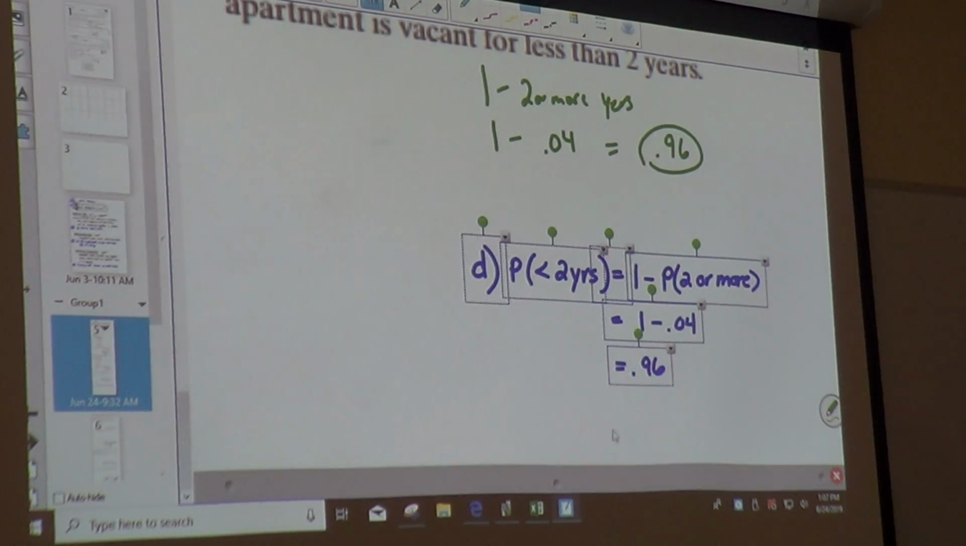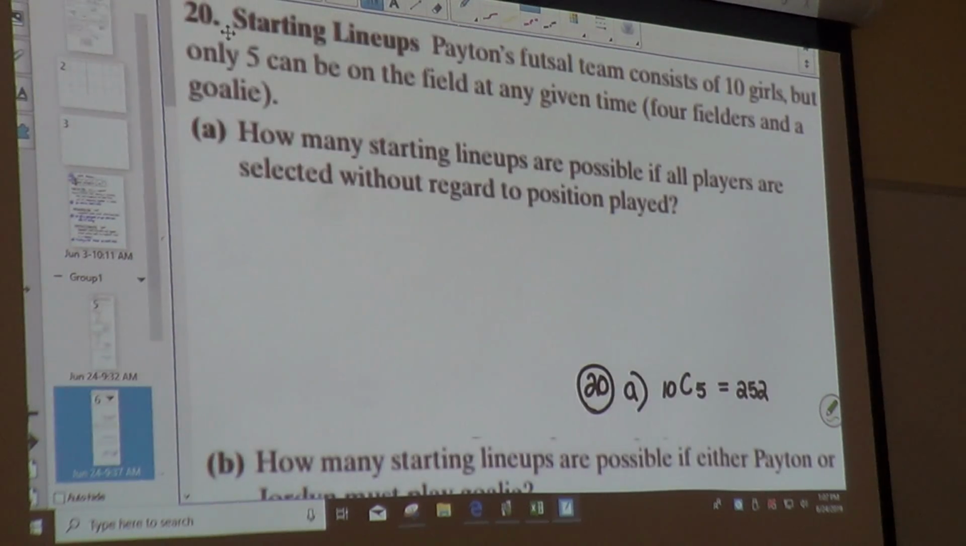Here's the pretty version. So far, so good? All right.